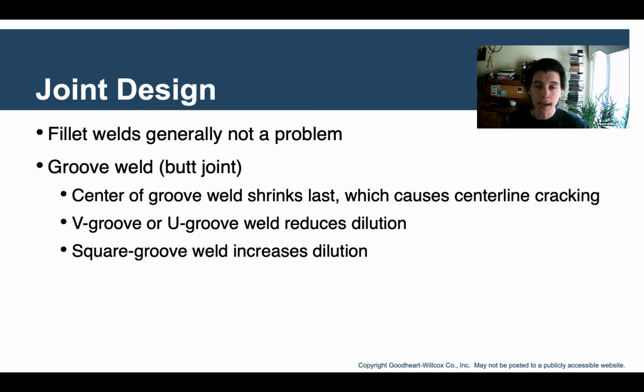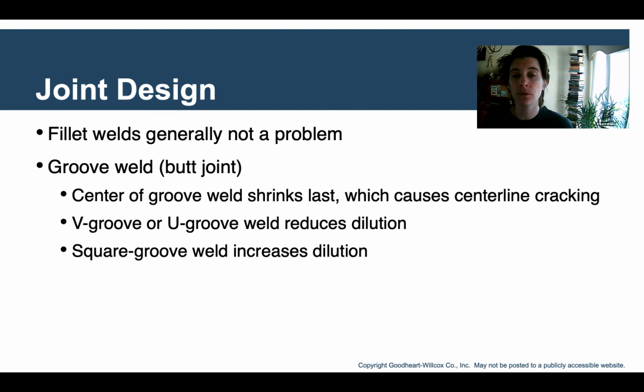Now, joint design is pretty similar to everything else we've talked about. Fillet welds, just pretty much the same. For a groove weld, butt joints, the center of the groove weld is going to shrink last. That can cause some problems with cracking in the center.